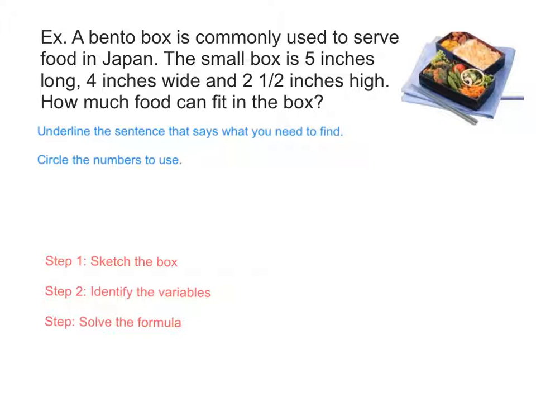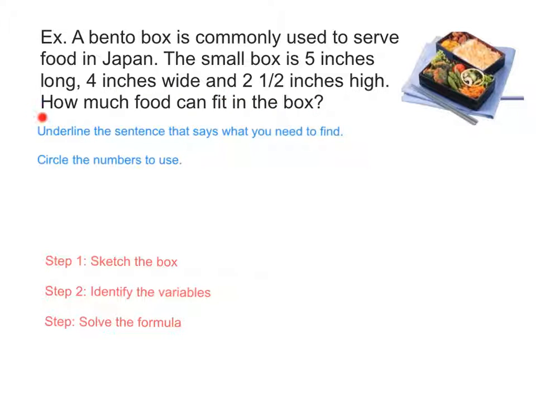Okay, here's our first example for today. Now remember, we're looking at rectangular prisms, so pretty much boxes. We have a picture here of a bento box, which is commonly used to serve food in Japan. So this is a box that they use, like if you went to a restaurant, they would serve you your food in a box like this if you were in Japan. The small box is 5 inches long, 4 inches wide, and 2.5 inches high. How much food can fit in the box?